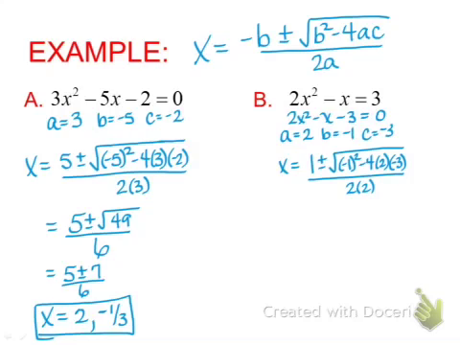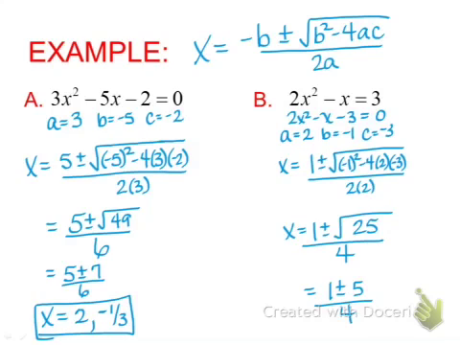Okay, so let's use our calculator. I'm going to calculate the number that belongs underneath my radical sign. So I have negative 1 squared minus 4 times 2 times negative 3. If I calculate that out, I end up with 25. And then the denominator, 2 times 2, is 4. So I calculate 1 plus or minus 5, the square root of 25 is 5, over 4.